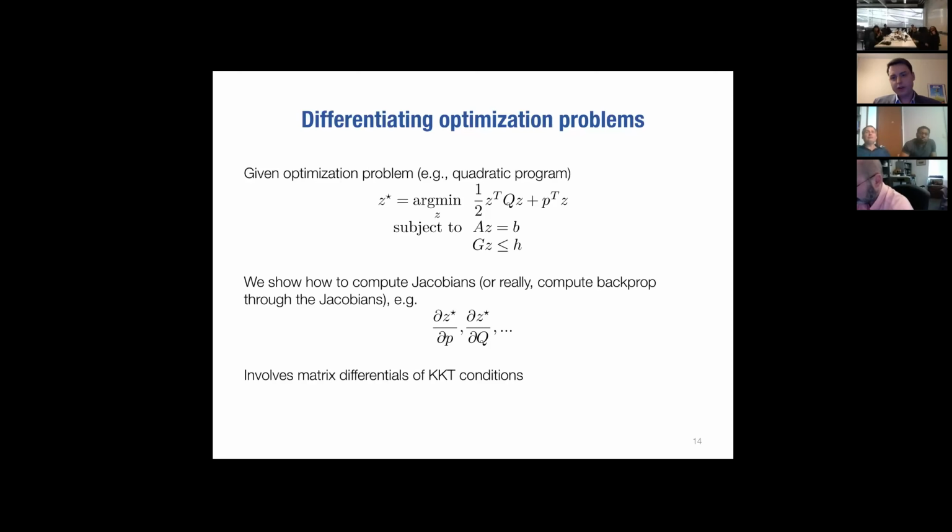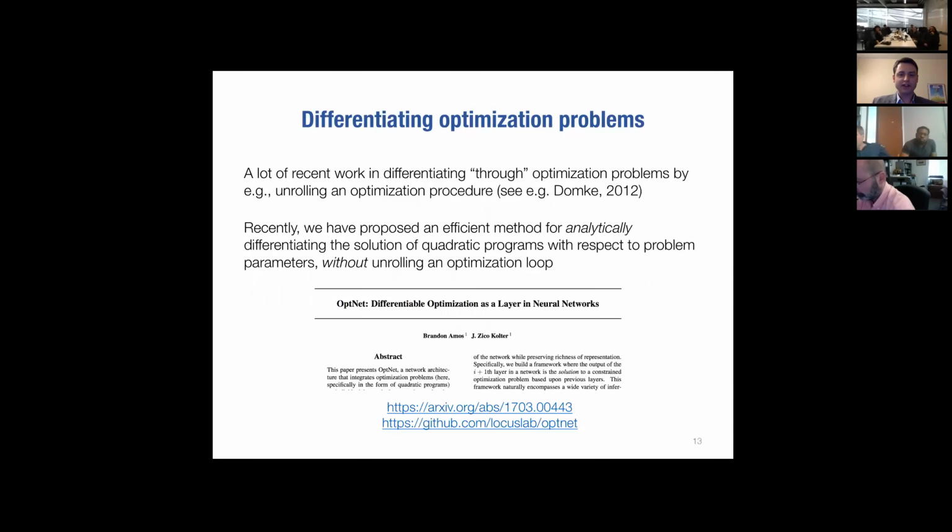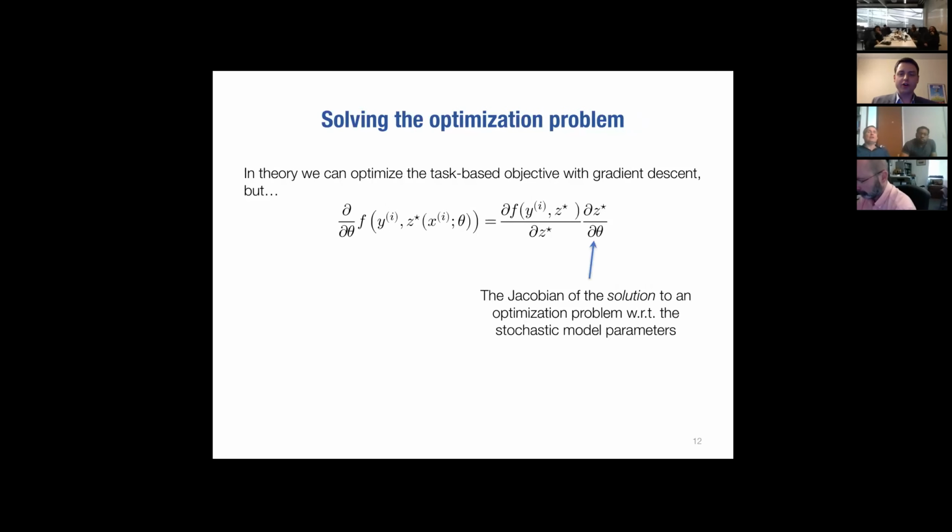For those who are curious, the paper is on the previous slide. The derivation, which is probably well known mathematically but which I think is interesting from a practical standpoint, involves matrix differentials of the optimality conditions of the solution to that problem. Okay, so that's all I'm going to say about how we do this. Basically, if we move back a few slides, the things we develop let you solve this Jacobian here, at least for the case of quadratic programs.